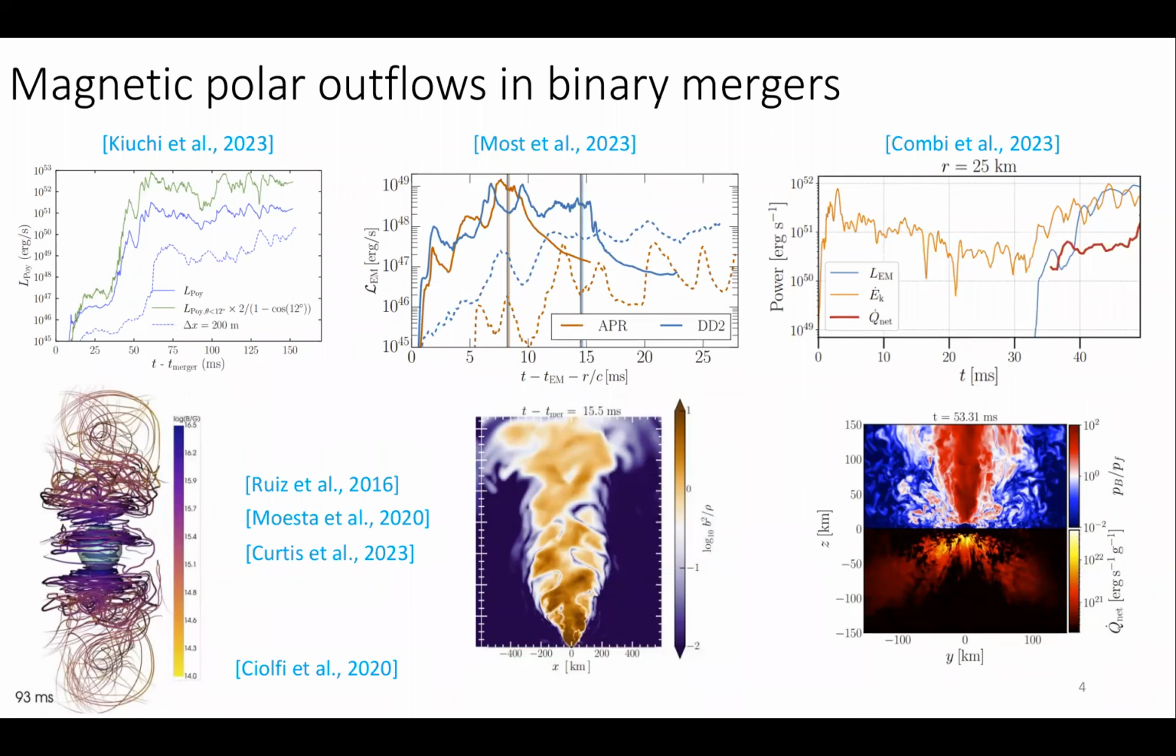But I think they can power not only ultra-relativistic outflows, but also mildly relativistic outflows, which could contribute to the kilonova signal and lead to short-term blue kilonovae.